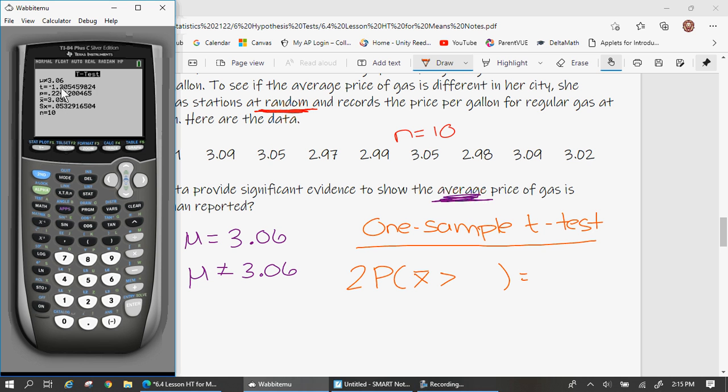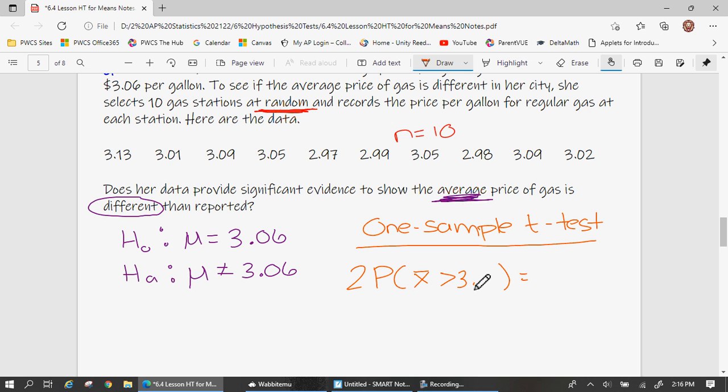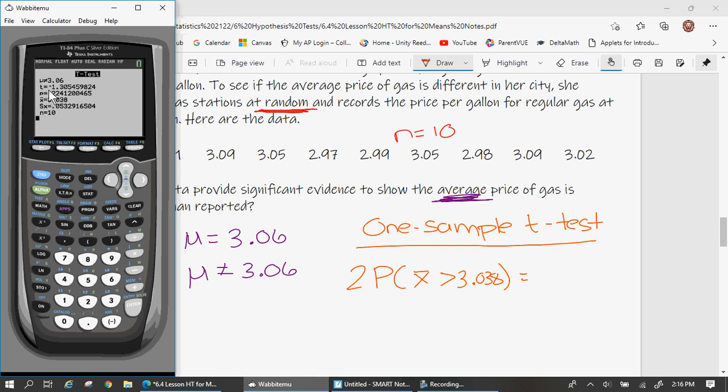And so we'll get the t, the critical value, we get our p-value, we get our mean, our standard deviation, and our sample size. So I'm going to go ahead and grab my mean 3.038 just to fill this out. So this is saying, hey, look, we're finding the probability that our sample mean is greater than this sample mean that we got. And then we're doubling that probability because we also want to know the probability that it's less than that. And we get a p-value of 0.224.